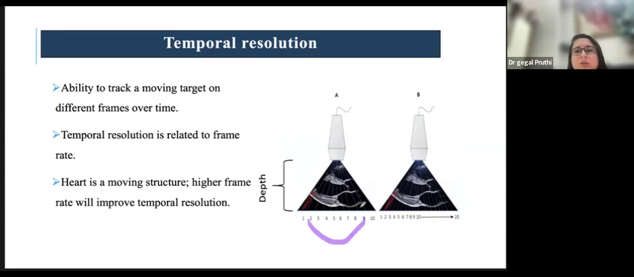But temporal and lateral resolution are not friends. In figure B, we have seen that there were more beams, for example, 20 beams, 20 scan lines. So if you have more beams coming up and down, it will take longer time to finish one complete sector and then to start a new frame. So anything which requires more time, like the deeper sector, the lesser will be the temporal resolution. So if you have more lateral resolution, the temporal resolution will be lesser, as in figure B. And the heart is a moving structure, so a higher frame rate will improve the temporal resolution.